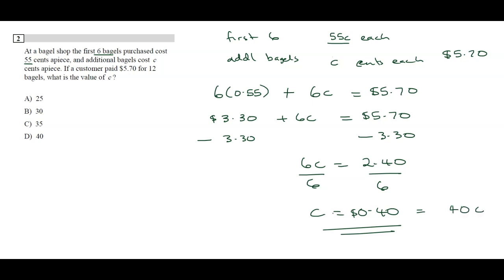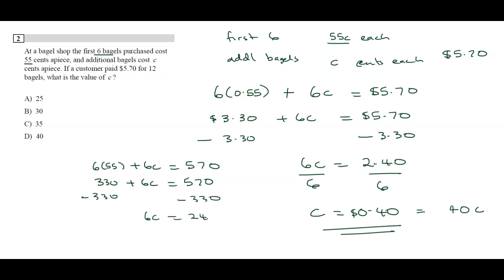Now here's another approach you could have taken. Instead of working with dollars, you can just work in cents. So it would look like this: 6 multiplied by 55 plus 6C equal to 570. So this is going to give you 330 plus 6C equal to 570. And so let's subtract 330 from both sides. So 6C is 240. You divide by 6, divide by 6, so you have C equal to 40.